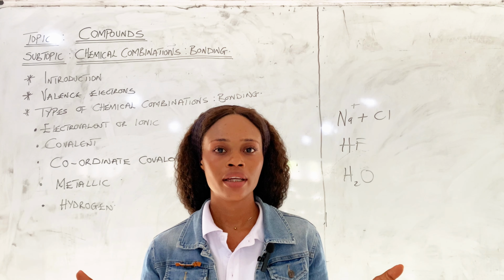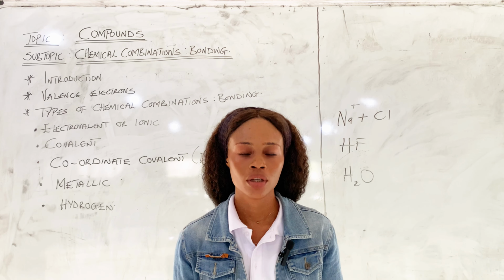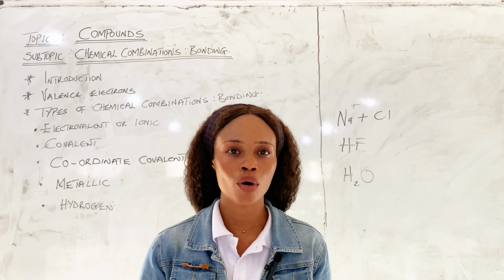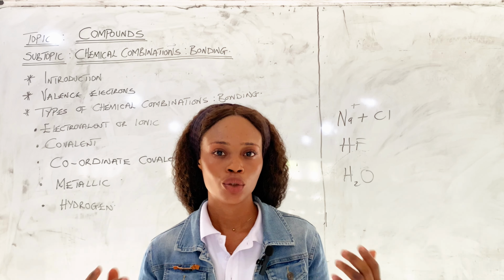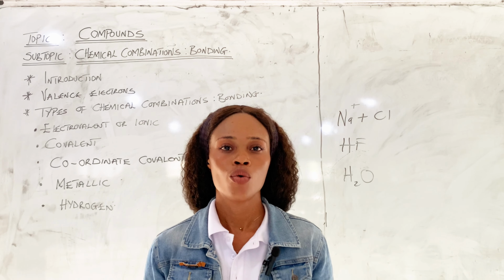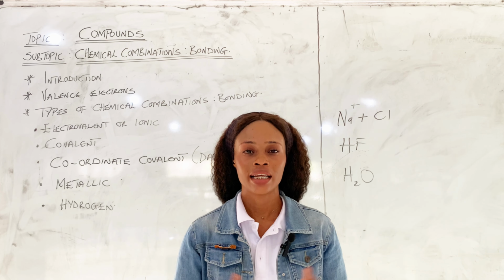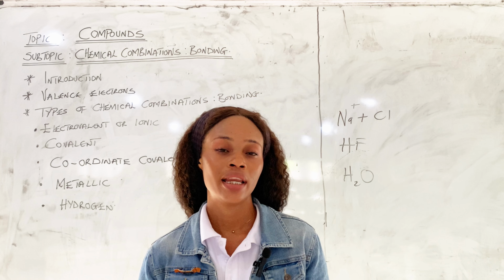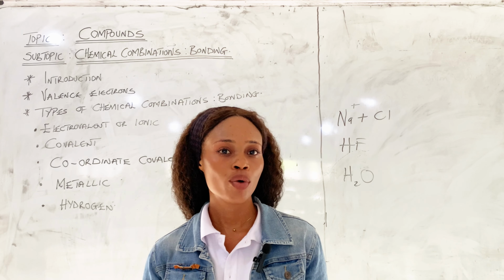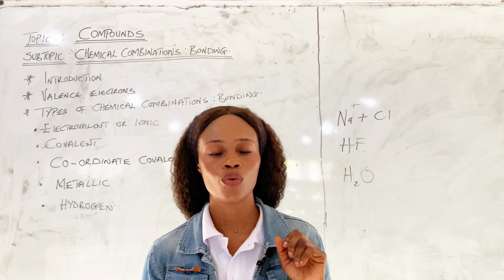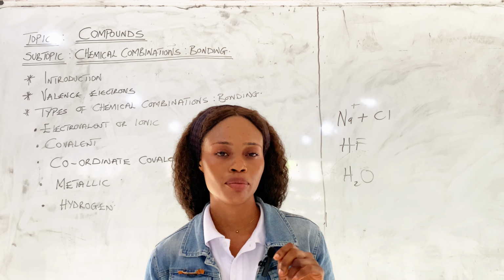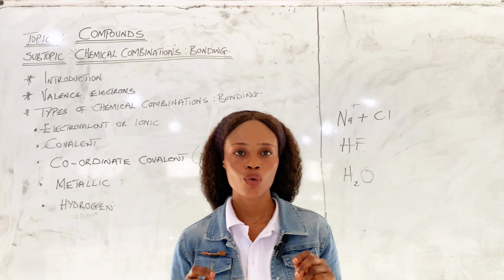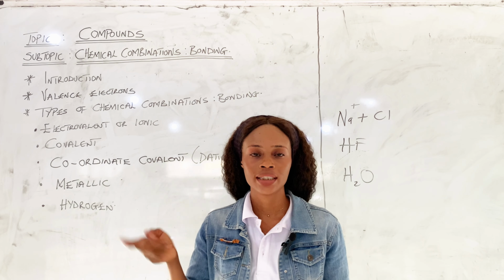Welcome back. So in our last class, we talked about chemical combination. We discussed what a compound was. We said that a compound is a combination of two or more elements chemically joined together, or chemically bonded together. We also discussed the types of bonds that exist. We talked about covalent bonding. We also talked about ionic or electrovalent bonding. So as a quick recap, if you are yet to watch that video, do well to check it on my channel. It is titled Chemical Combinations Bonding. But as a quick recap, we're going to be revisiting covalent and ionic bonding.